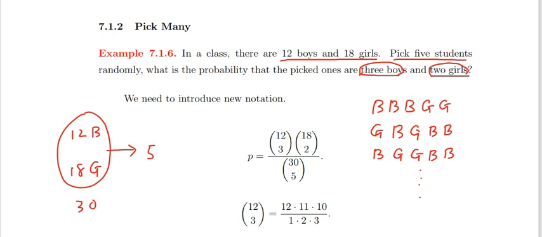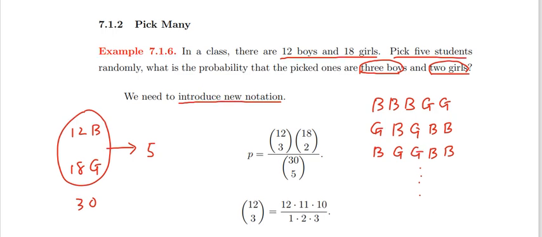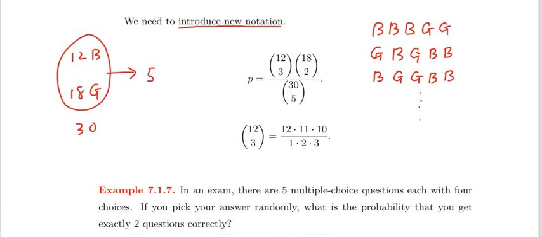So we need to try to have a better way, and we need to introduce a new notation. Here, for the total ways, we use this notation: from 30 we just pick 5. So this is the total number of ways. From 30 pick 5. So we denote how many ways, and we have so many ways.